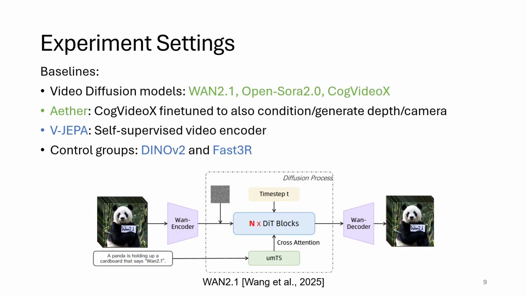Our baselines span the spectrum. We have Wan 2.1, OpenSora 2.0, and CogVideoX as the representatives of video diffusion models. There's also Aether, which is CogVideoX fine-tuned with 3D objectives. And we also include V-JEPA as a self-supervised video encoder, plus our 2 controls.